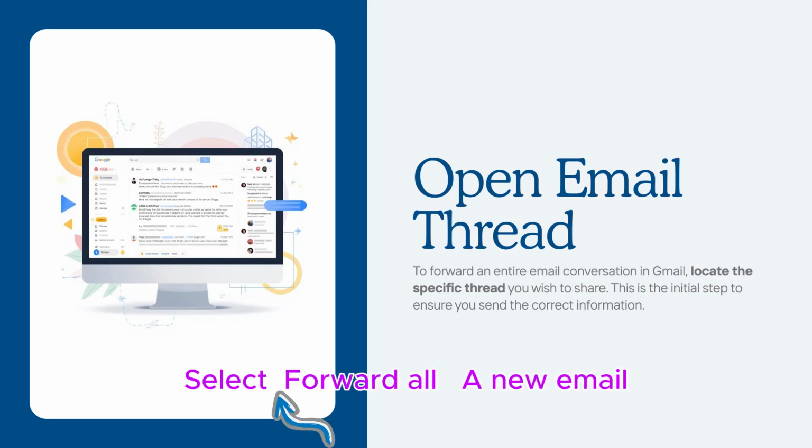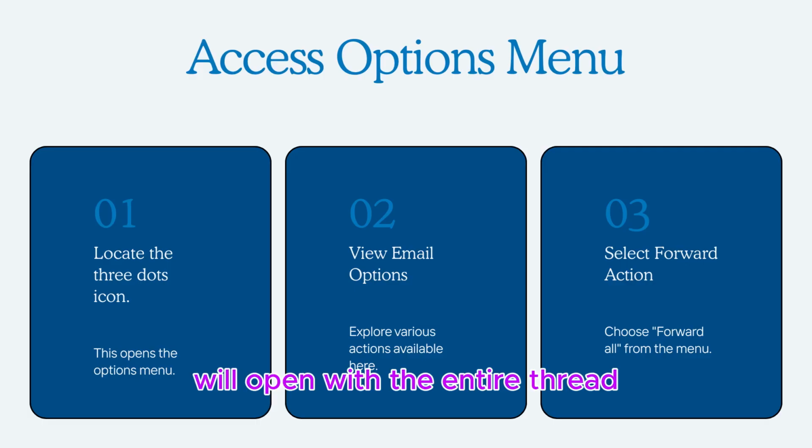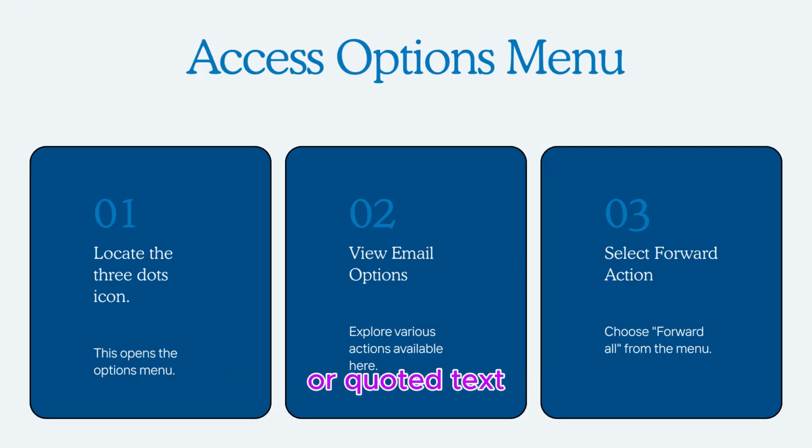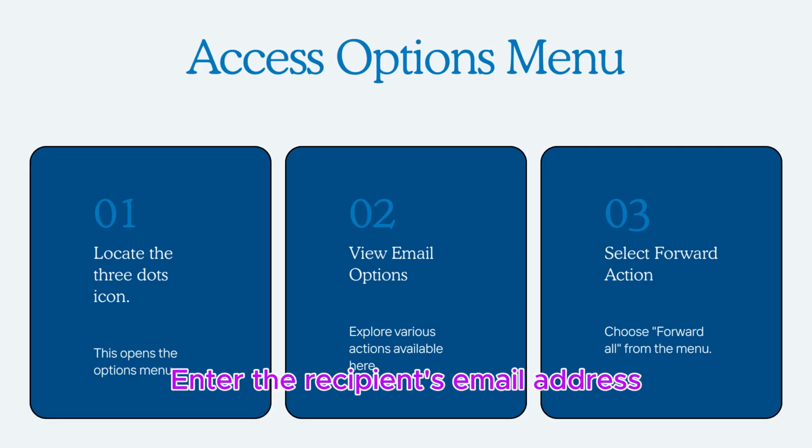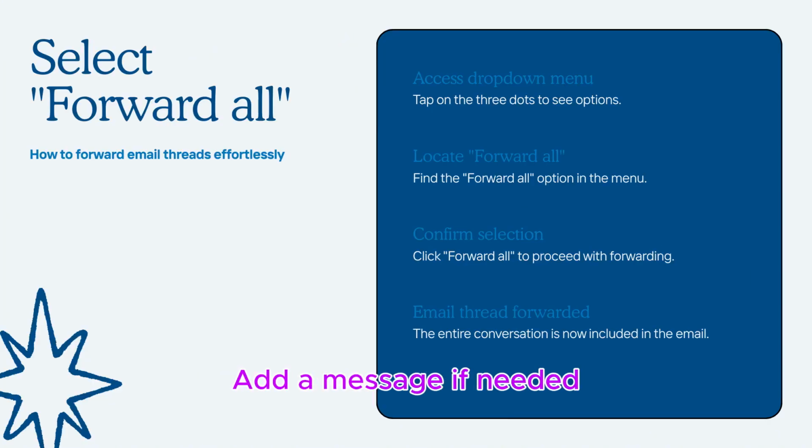Select Forward All. A new email will open with the entire thread included as an attachment or quoted text. Enter the recipient's email address, add a message if needed, tap the send icon. The entire conversation history is now forwarded.